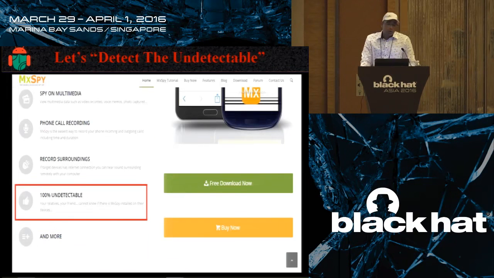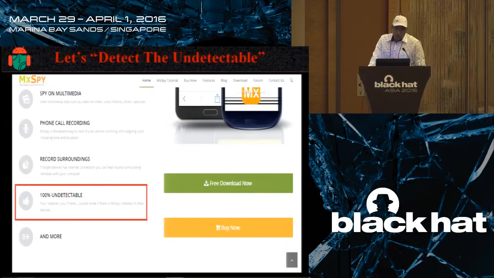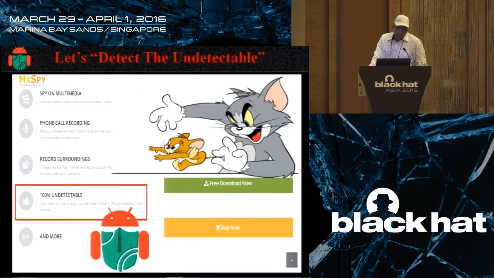All of the commercial spyware websites announced that their spy application is 100% undetectable. As you see, this is one of the commercial spyware applications, MX Spy, and this website announced that this commercial spy is 100% undetectable. And this is a big challenge for Droid Smart Fuzzer to detect the undetectable.